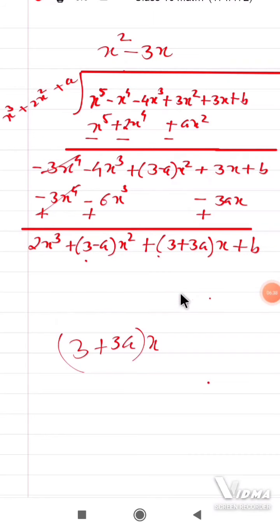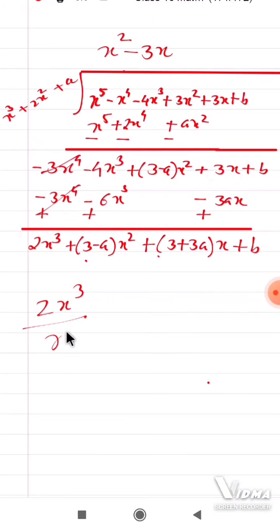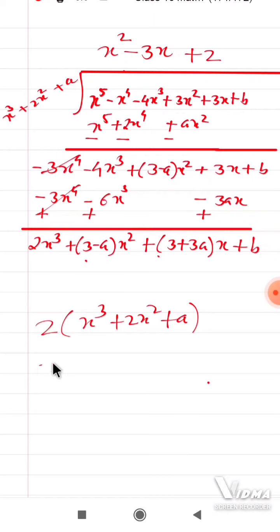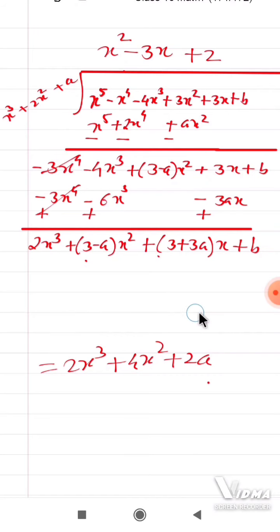Okay, now start dividing the new term 2x cube by x cube. When we divide 2x cube by x cube, x cube cancels easily and we get only 2 as the quotient. So plus 2 is the quotient of the next term. We multiply this 2 with the divisor again: x cube plus 2x square plus a, and we get 2x cube, 2 into 2x square that is 4x square, and 2a as it is.